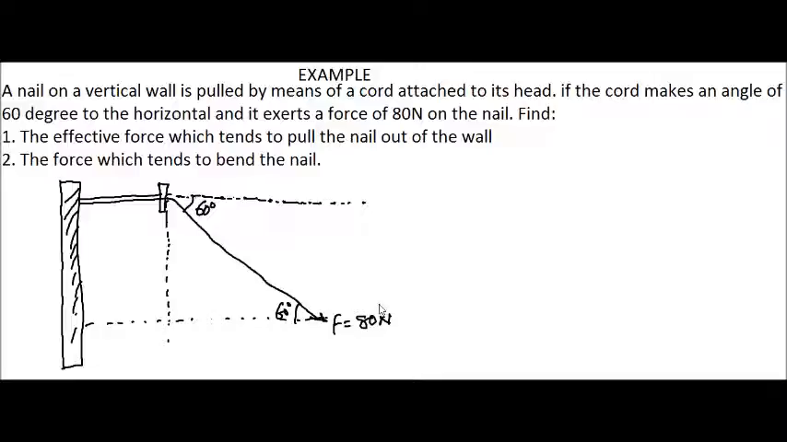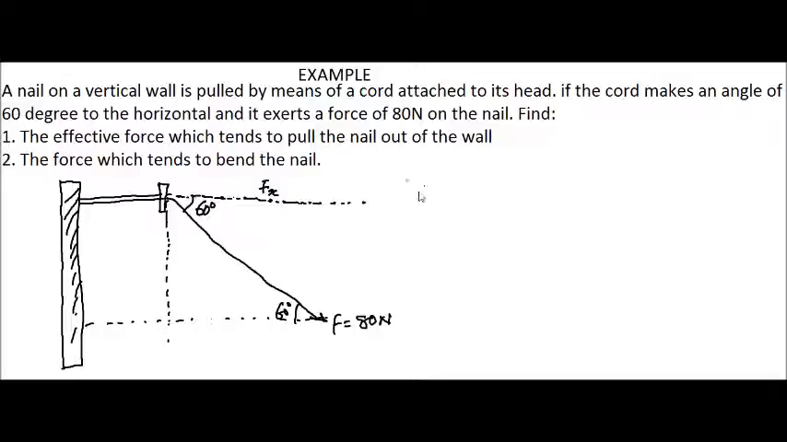So the question now says find the effective force which tends to pull the nail out of the wall. Now when we're talking about the force that will pull the nail out of the wall, we are actually talking about the horizontal component, because the force that will pull this nail is when you bring it up here and you pull it out. So we are talking about this particular component. This is f subscript x.